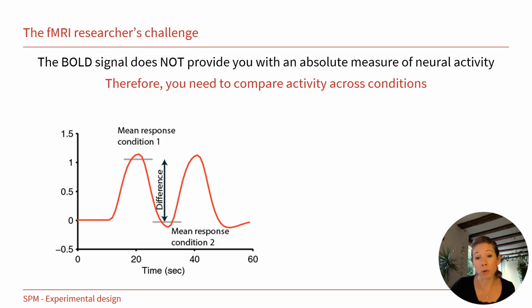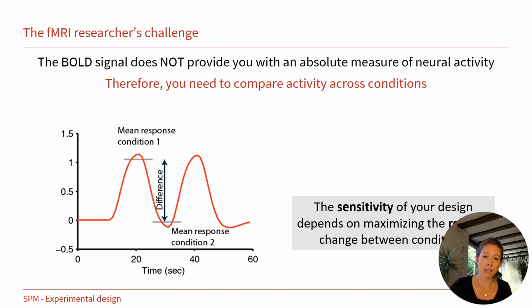Now, I also want to remind you about a very basic feature of fMRI. The BOLD signal itself is not an absolute measure, but we always have to compare the strength of activation between conditions. It's a relative measure. So we have to keep in mind that in order to maximize the sensitivity of our experiment, we have to maximize the change in functional activation between conditions. That's pretty clear, I'm sure.